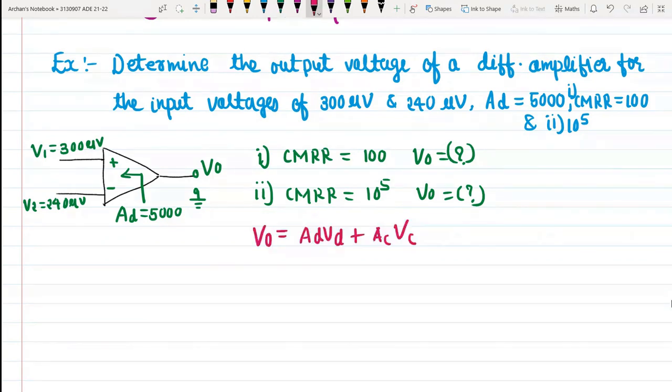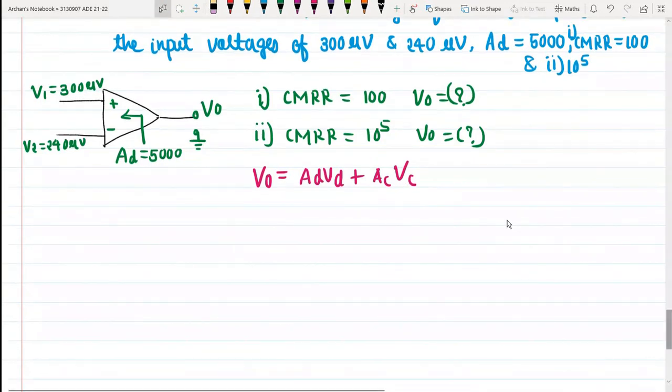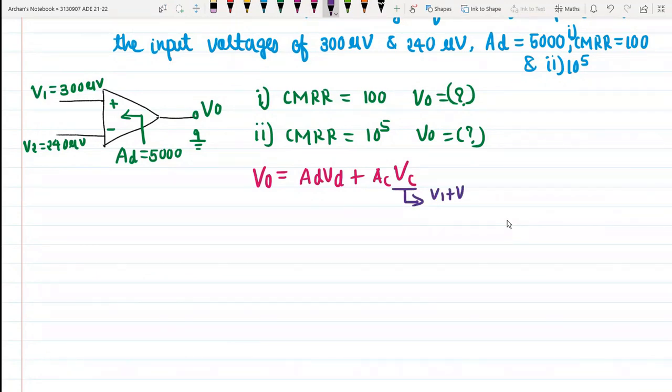In order to get the output voltage, what do we require? We require the value of AD, which is already given to you, but we don't know the value of AC. Then we have to calculate the value of VC. We are available with the two input terminals V1 and V2, so VC is nothing but the average value of the two input terminals. So we have the equation VC equal to V1 plus V2 by 2. All the parameters are available to us, with AD already available, equal to 5000.